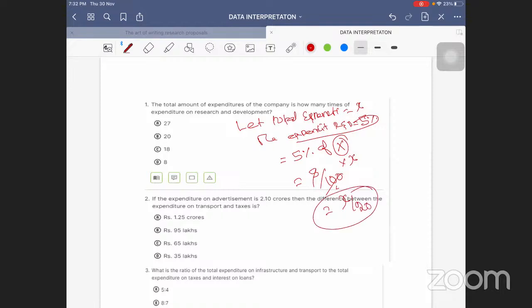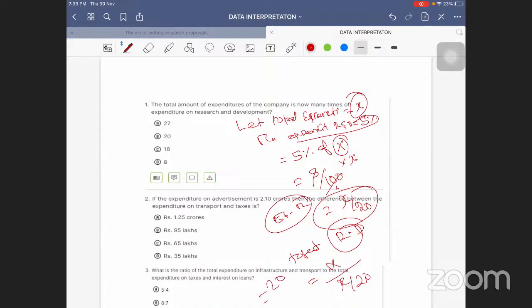This is the expenditure on R&D. They are asking for the total expenditure in terms of R&D. We know the total expenditure is X, and the R&D expenditure is X divided by 20. So X divided by X over 20 equals 20, since X cancels. So the answer is 20. Clear?